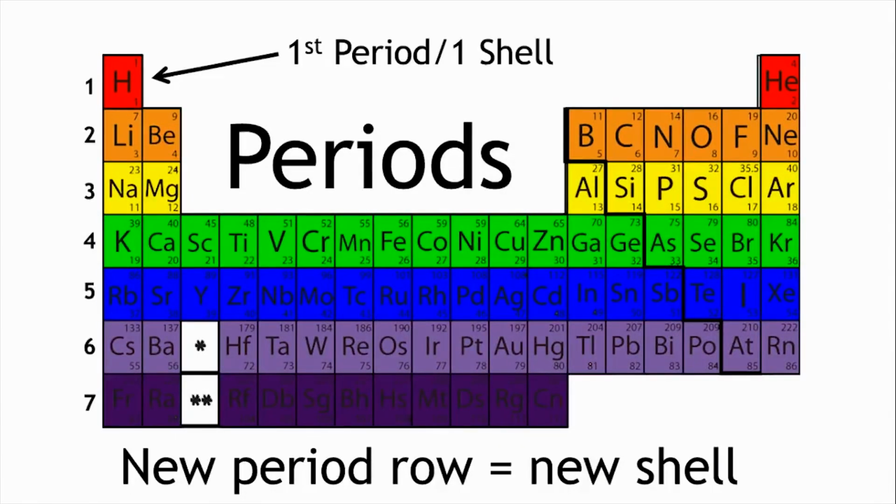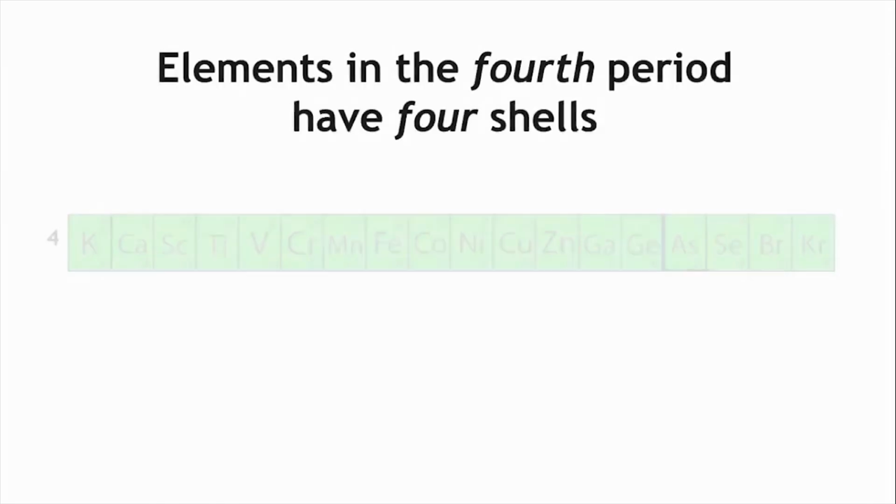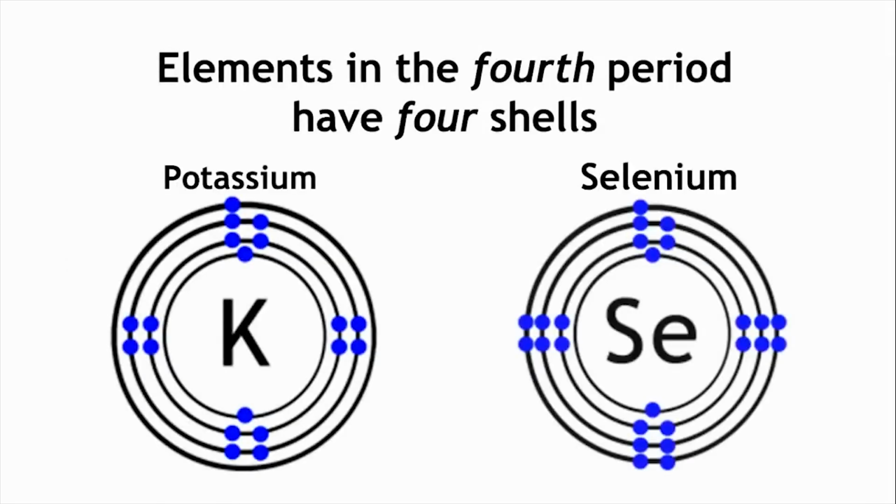Hydrogen is in the first period. It has one shell. Potassium is in the fourth period and has 4 energy shells, as do all other elements in this period.